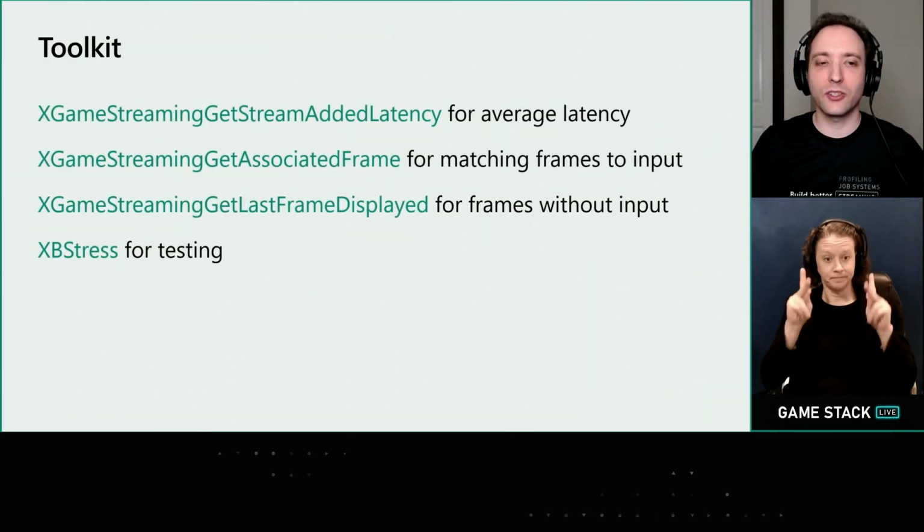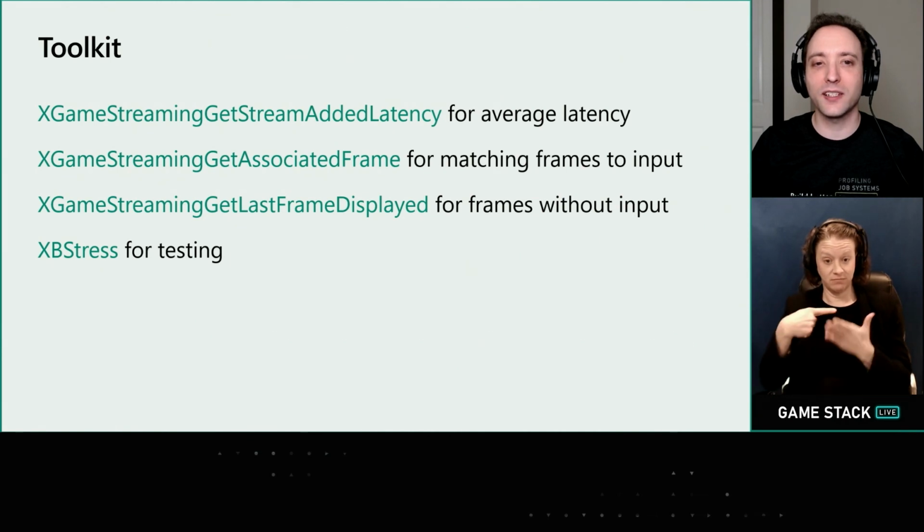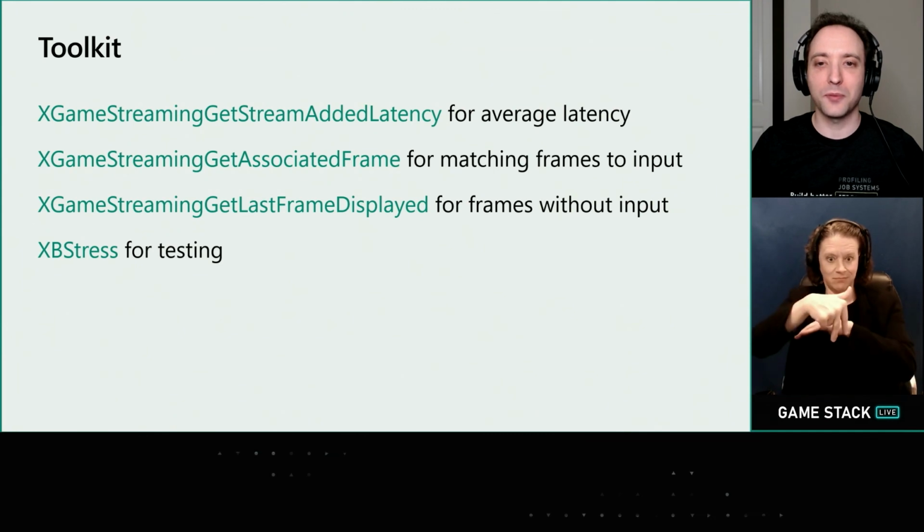So just to recap, here's the toolkit we've talked through today. XGameStreaming getStreamAddedLatency for average latency, like Gears 5. XGameStreaming getAssociatedFrame for matching frames to input, like button presses to shots. And XGameStreaming getLastFrameDisplayed for frames without input, like Coyote Time. And XPStress for testing. Now let's wrap up our story.